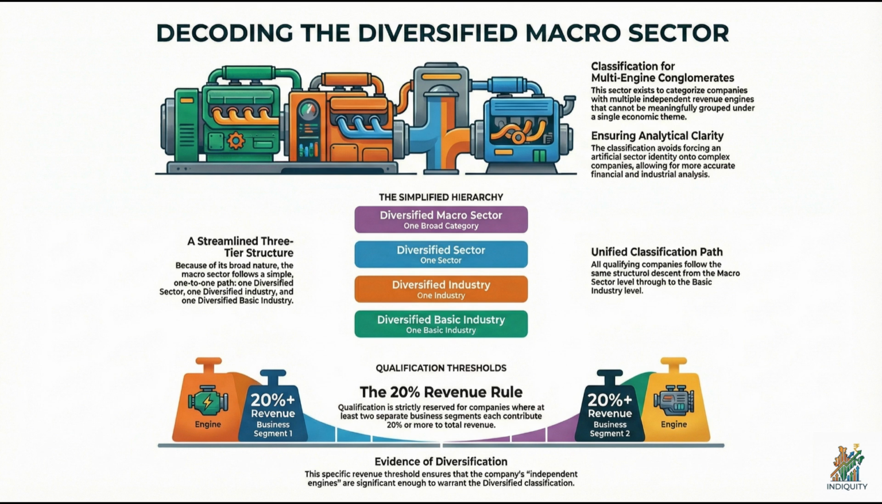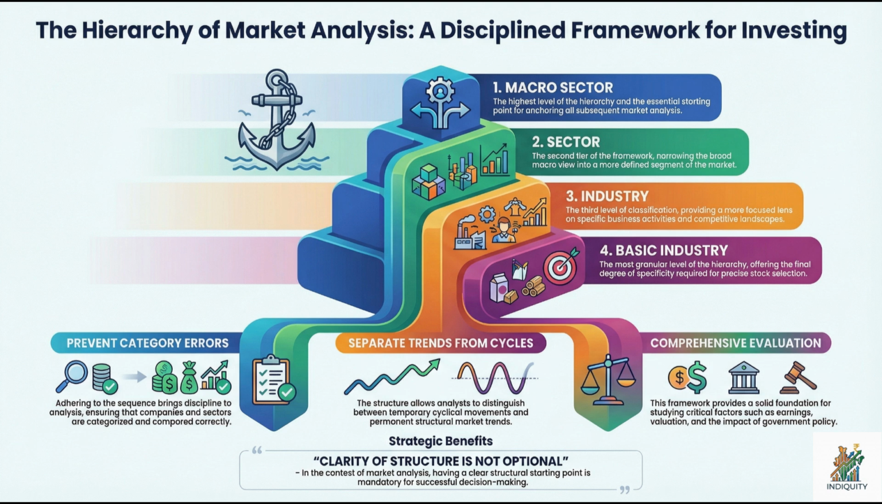This is strictly reserved for companies where at least two of their business segments each contribute 20% or more to their total revenue. How to use this framework? Whenever you analyze a stock or a sector, always anchor your thinking in this sequence. Macro sector, then industry, and finally basic industry.